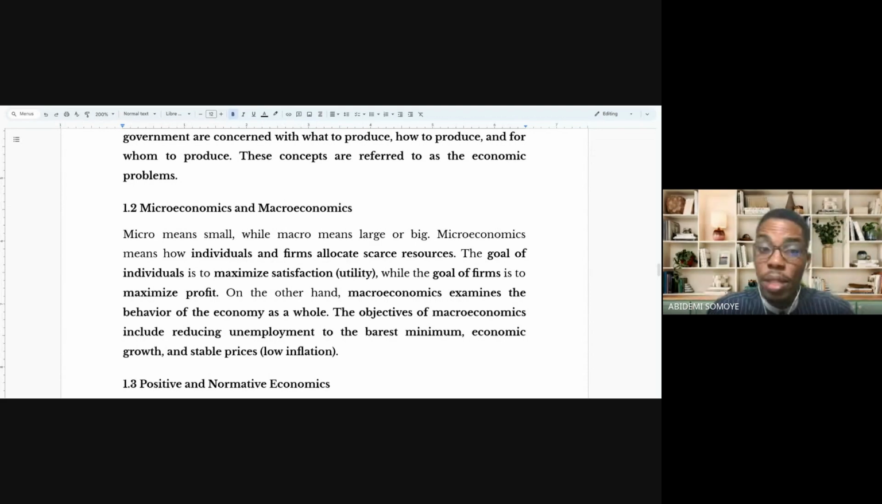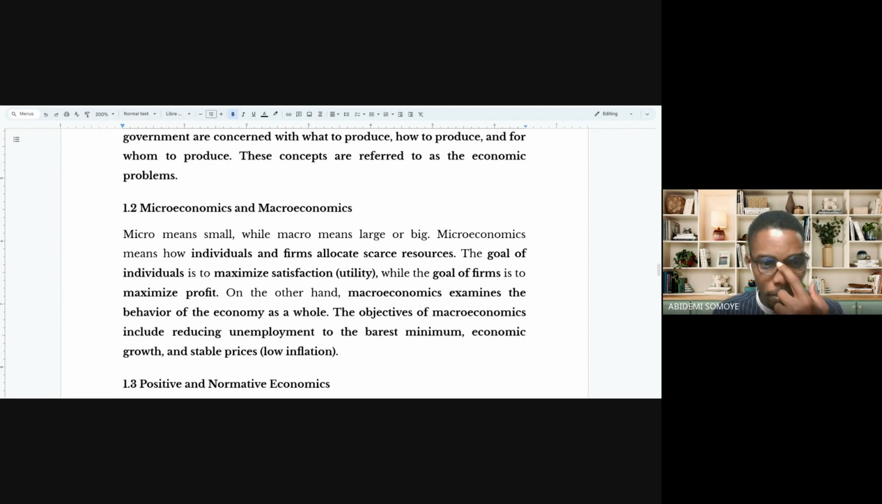Now, what is the goal of macroeconomics? And at the same time, what is the goal of the leaders in a society? What must they ensure? They must ensure that unemployment is reduced to the barest minimum, that the economy is growing, and that the prices of goods and services are stable, or sometimes we say that there is low inflation. Not extremely low. 1%, 2%, single digit inflation, not bad.